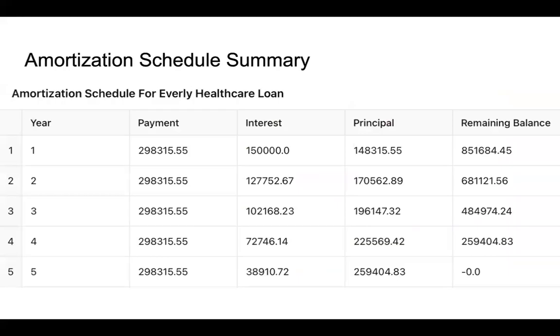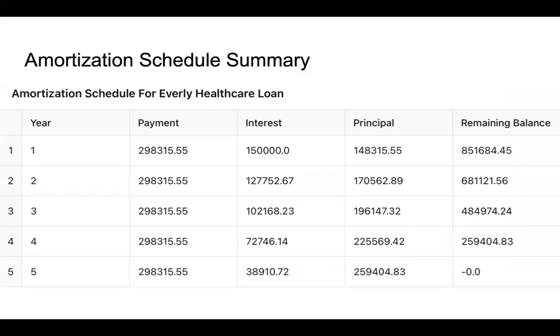Let's take a closer look at the actual amortization schedule for Everly Healthcare's $1 million loan at 15% annual interest over 5 years. First, understand that the payment amount remains the same every year. In this case, about $298,315.55. This consistency helps businesses and individuals budget for future payments with certainty.